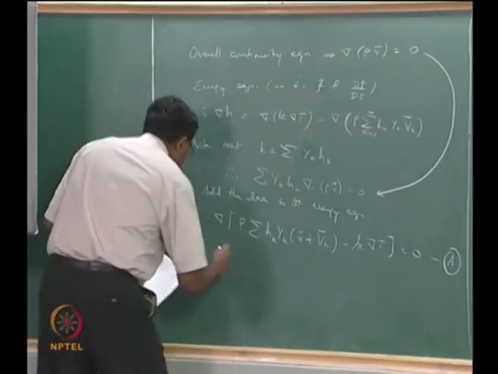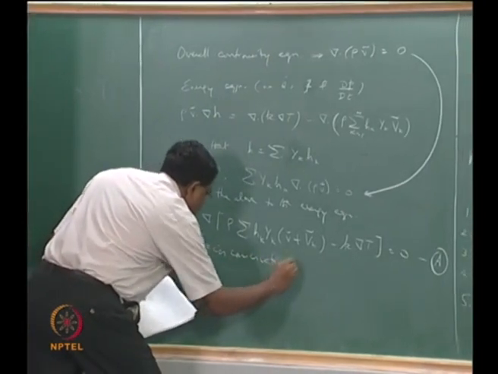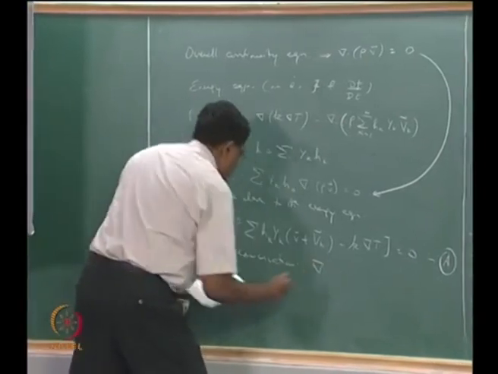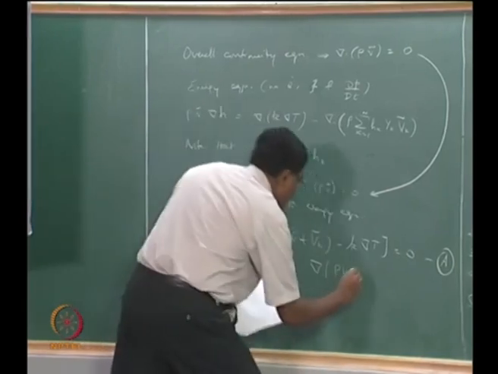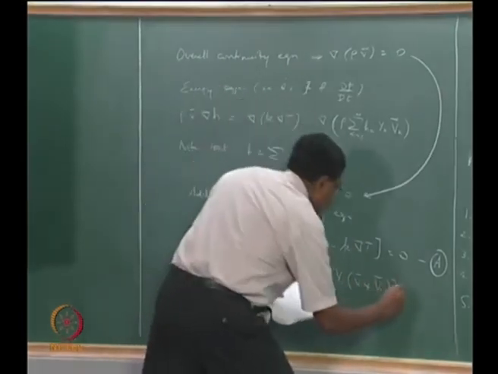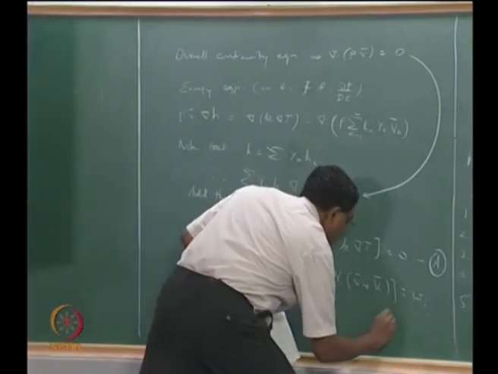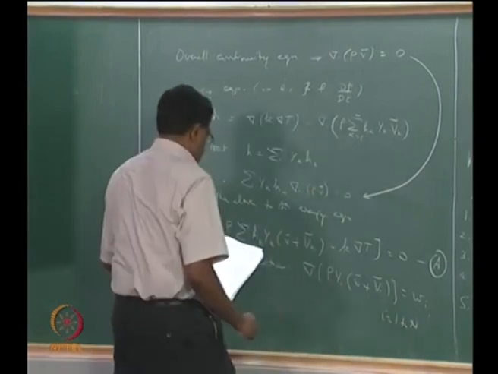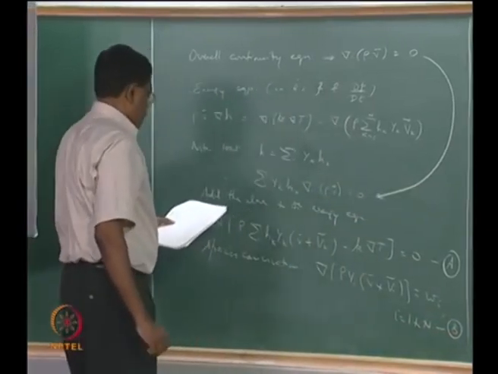So we now say species conservation can be written as divergence of rho Yi times (V plus capital Vi) equals Wi, i equals 1 to n, right. Now let us just start this, saying this is B, okay. So what I am basically saying, and I will stop.